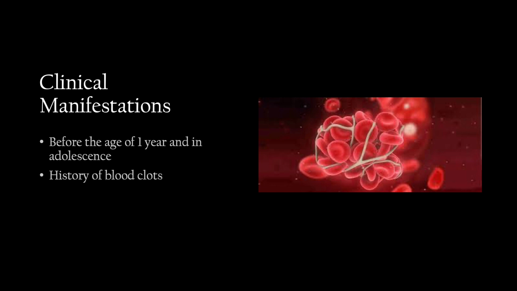Clinical manifestations. In the pediatric age group, thrombosis occurs most frequently before the age of 1 and in adolescence. There will be a history of blood clots. Depending on the area of the clot, for example, a blood clot that has formed in the heart will cause chest pain and shortness of breath and severe pain in the left arm. This disease will manifest itself depending on which organ system is affected.